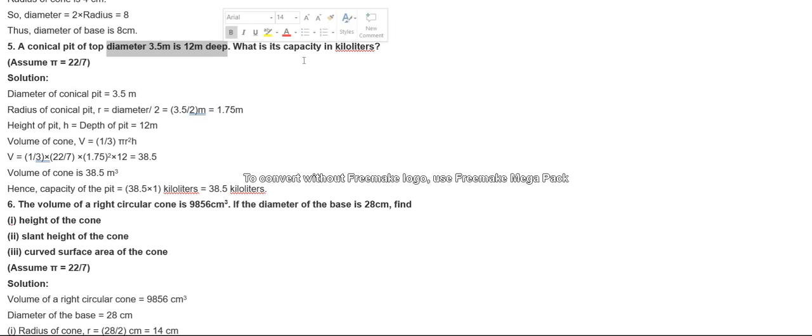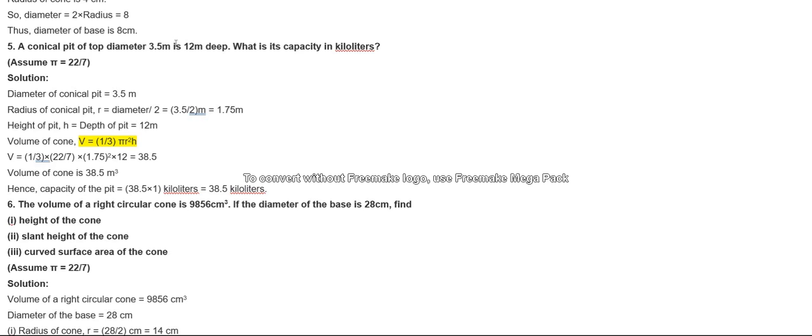Now what do you have to find out? You have to find out the capacity in kiloliters. So before finding the capacity, we will find the volume of the cone. If you learn all the formulas, then it is easier for you to solve the question. Otherwise, it is a little bit tough because if you don't know the formula, how can you utilize it in your questions? So here is our formula. We have put all the values and here is the volume of the cone.